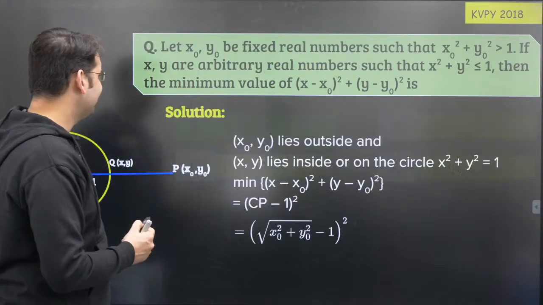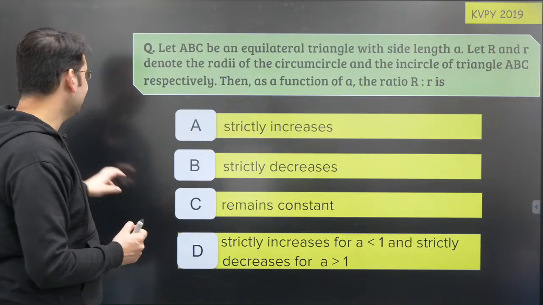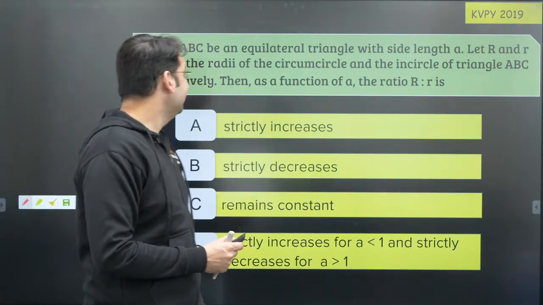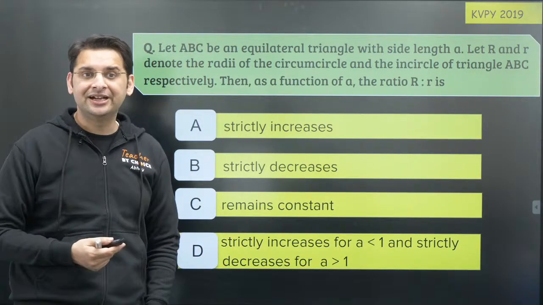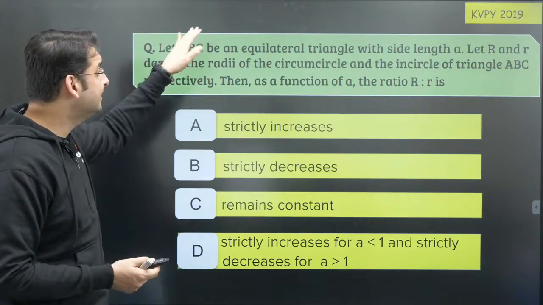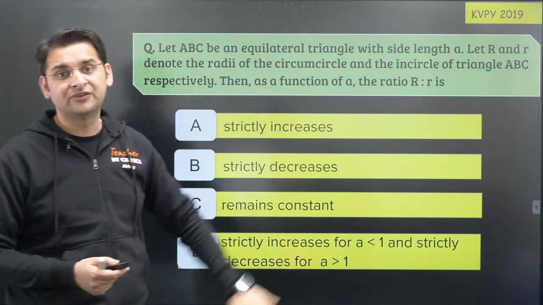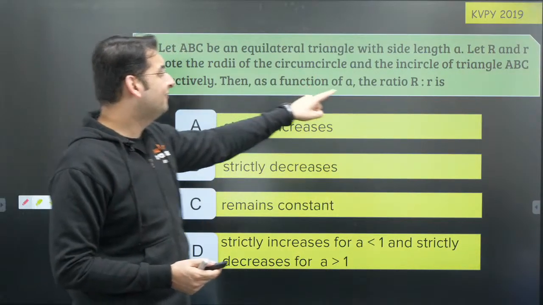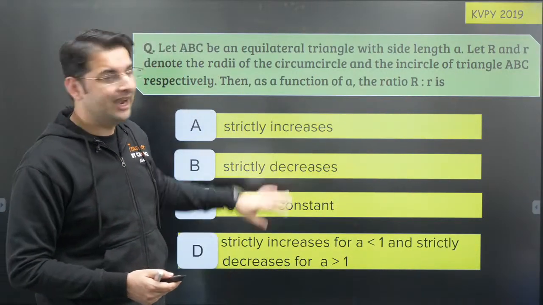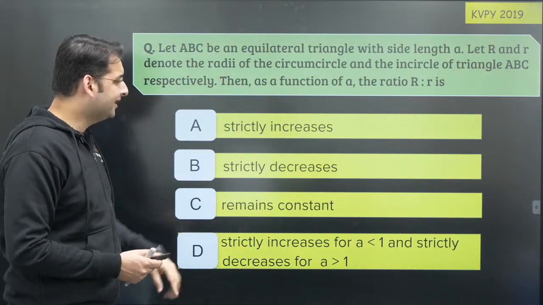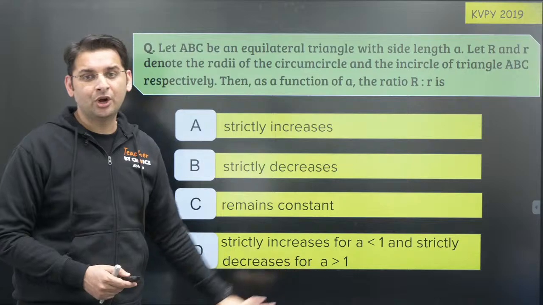Okay, let's move ahead, children. Let us see if you are able to do this correctly. ABC is an equilateral triangle with side length a. Capital R and small r denote the radii of the circumcircle and incircle of the triangle ABC. Then the ratio R upon r, as a function of a, is it increasing, decreasing, constant, or option D?